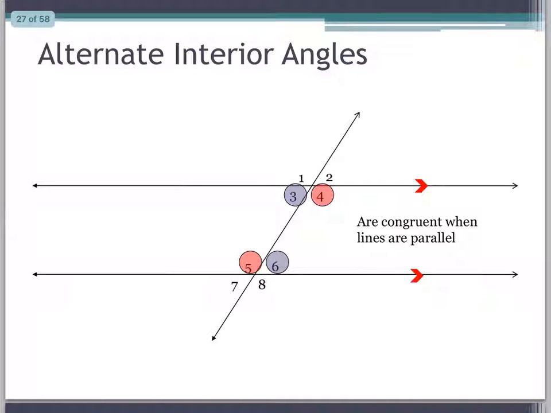Alrighty, alternate interior angles. So notice, transversal, two parallel lines. The ones that are on the opposite sides of the transversal but on the inside are equal. And notice again I color-coded them. 3 and 6 are equal. And if I ask you how do you know that, you have to say alternate interior angles. 4 and 5 are equal. I would say how do you know that? You would say alternate interior angles.